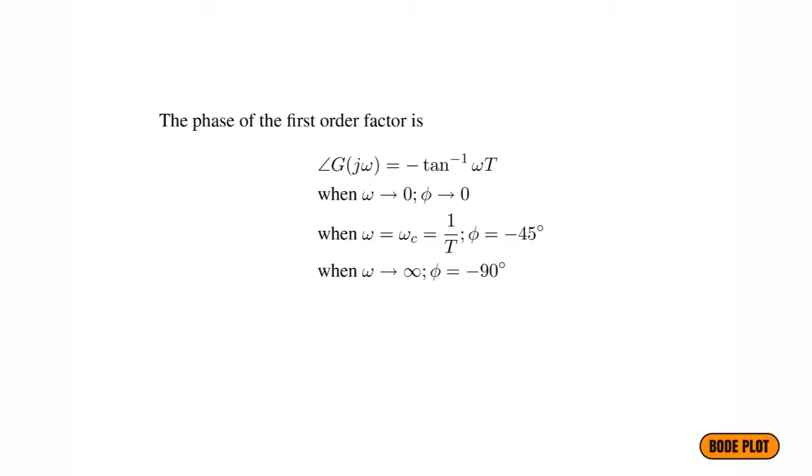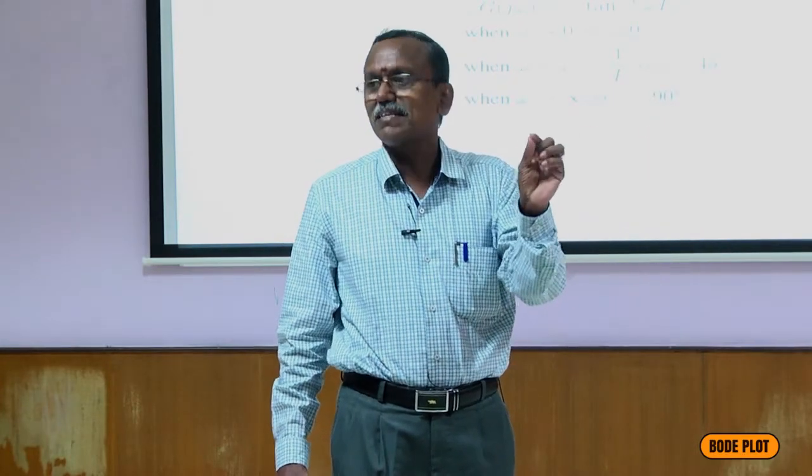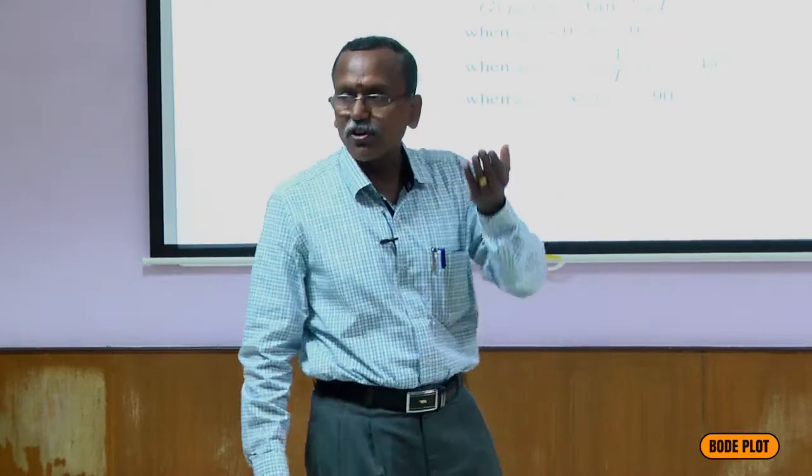Phase plot is angle of G(j omega) equals minus tan inverse of omega tau. Because what is the transfer function? 1 by 1 plus s tau. If you write the sinusoidal transfer function, 1 by 1 plus j omega tau. Imaginary part is j omega tau. So the angle is tan inverse of minus. Why minus? Because it is in the denominator. That's why minus tan inverse of omega tau by 1.